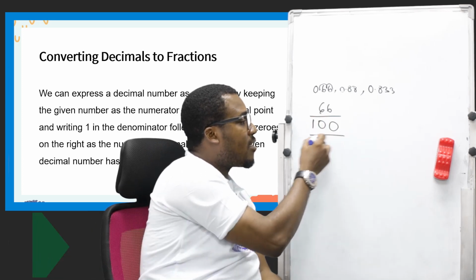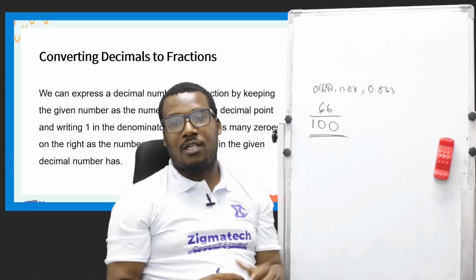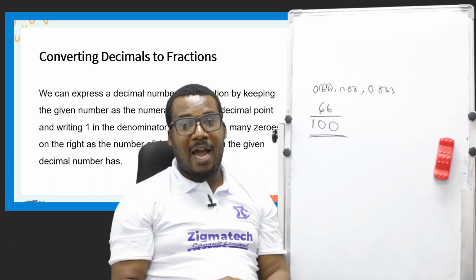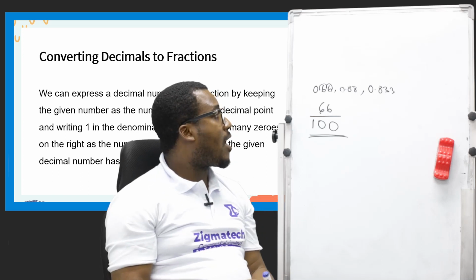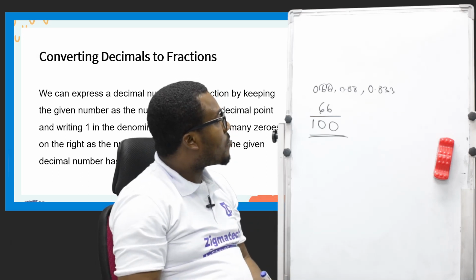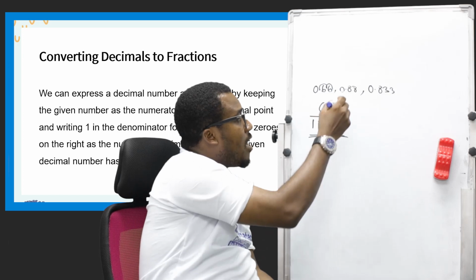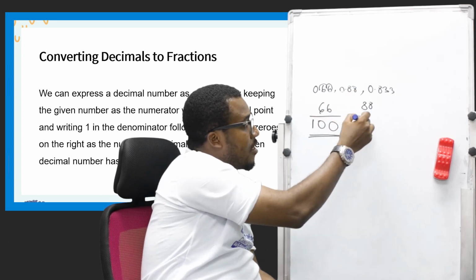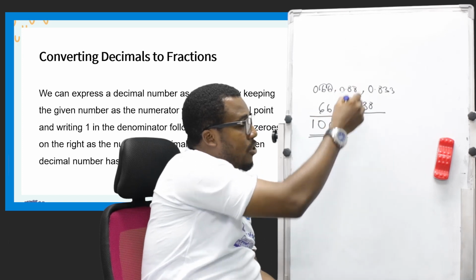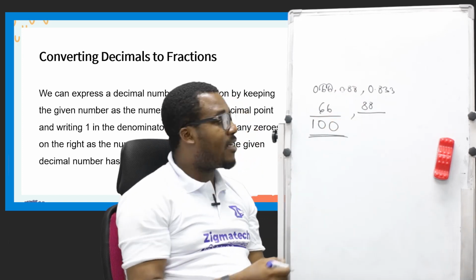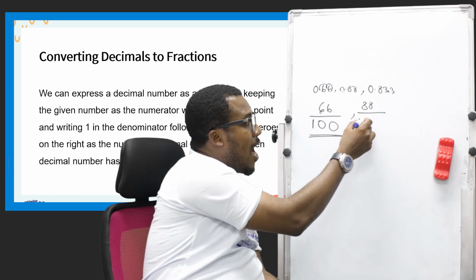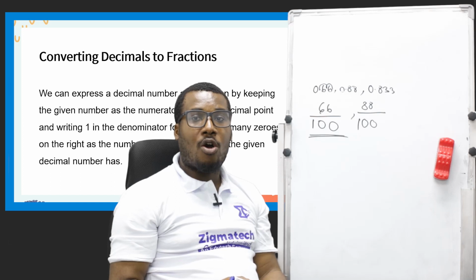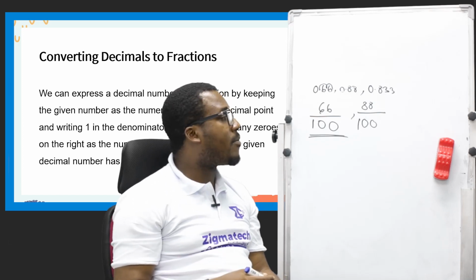1, 2. This is the fraction of this. Of course, by the time you reduce to the lowest, you will arrive at a particular given answer. Now, in this second case scenario, you have 0.88. Keep the 88 all over. Count, you count 2 times again. Put back your 1, count 0, 0. You have 88 over 100. You can reduce to the lowest term.